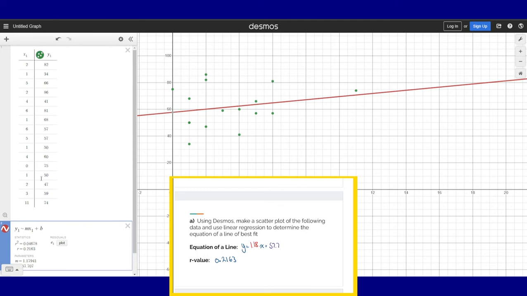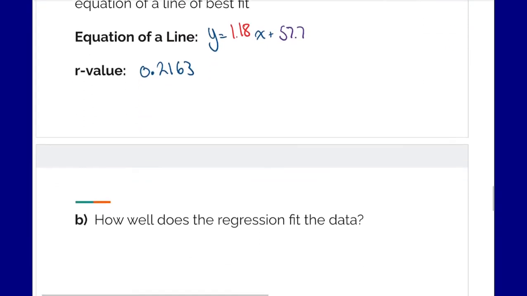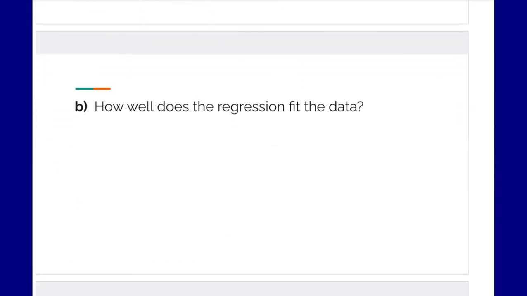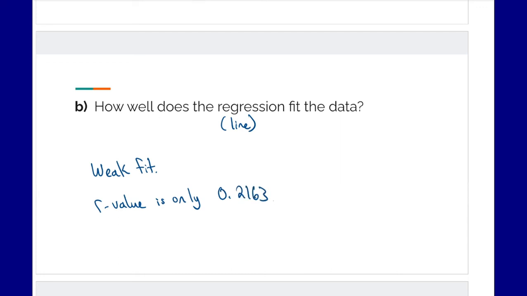Now, we are going to refer back to the line of best fit and the R value, but we're not going to really need the graph or the scatter plot anymore. So how well does the regression, or in other words, how well does the line fit the data? We'd say it's a weak fit. And you might say the R value is only 0.2163. So by just stating that, it tells me that it's a weak fit. All you have to do is state that R value, which will explain that it is a weak fit.